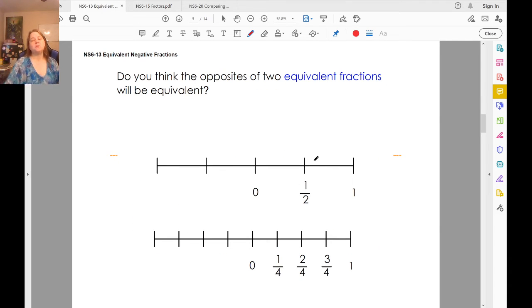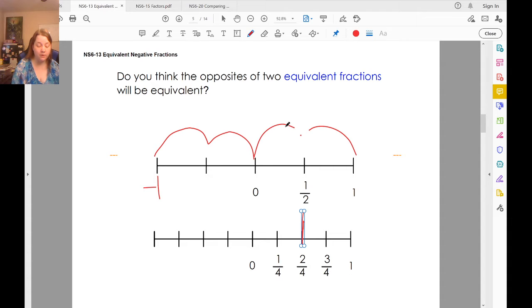So, do you think that opposites of two equivalent fractions will be equivalent? Let's go ahead and take a look. First of all, let's find the equivalent fractions here. The equivalent fraction is 1/2 and 2/4. Let's take a look at where the whole numbers are. Where's the opposite of 1? Well, the opposite of 1 is -1. And I can see that this should not be -1. This should be -1, because they have to be the same distance away on the number line. So they have to be that same distance.